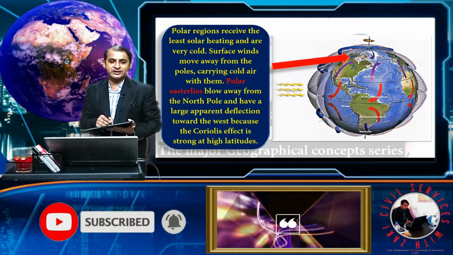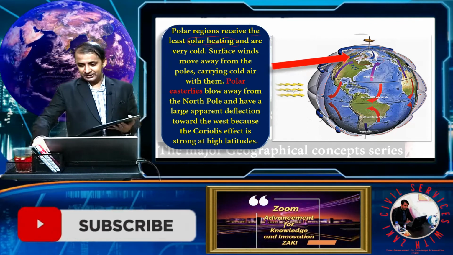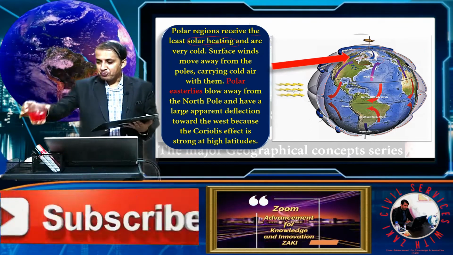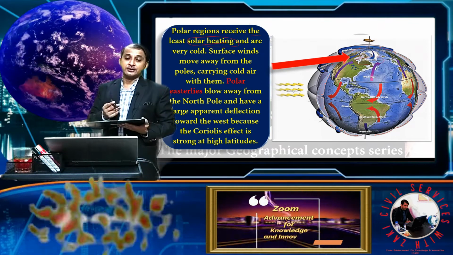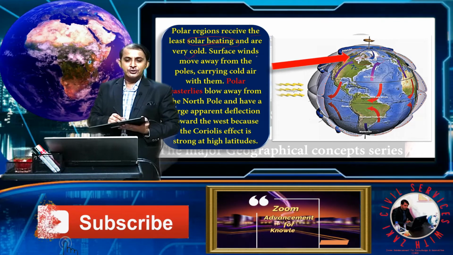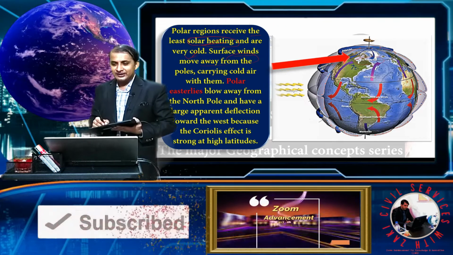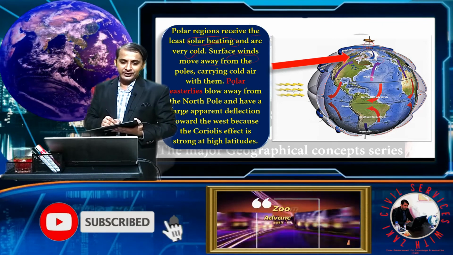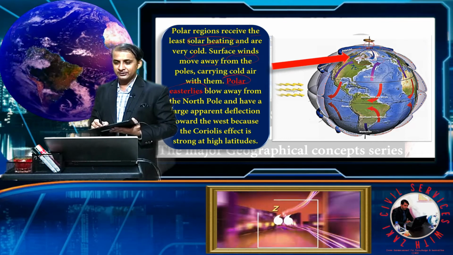The polar region, as we know, receives less solar insolation. It means less heating, least heating, and it is very cold. So surface wind moves away from the poles due to the high pressure. This area is a high pressure zone, carrying cold air with it, and produces a wind called the polar easterly.